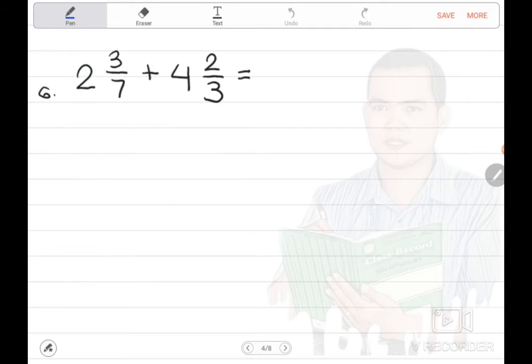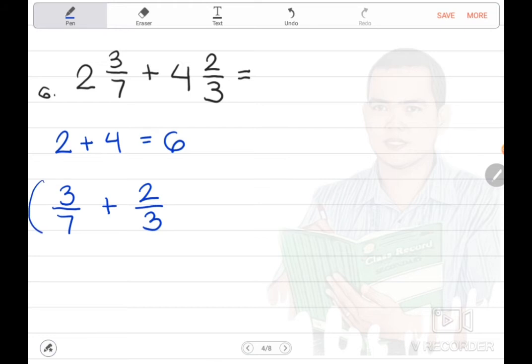Number 6. We have 2 and 3 over 7 plus 4 and 2 over 3 is equal to what? This is a mixed fraction. So how are we going to perform the operation? Addition. We can add directly the whole number. The whole numbers are 2 plus 4. What is 2 plus 4? That is 6. Then how about the fraction? The fractions are 3 over 7 plus 2 over 3.